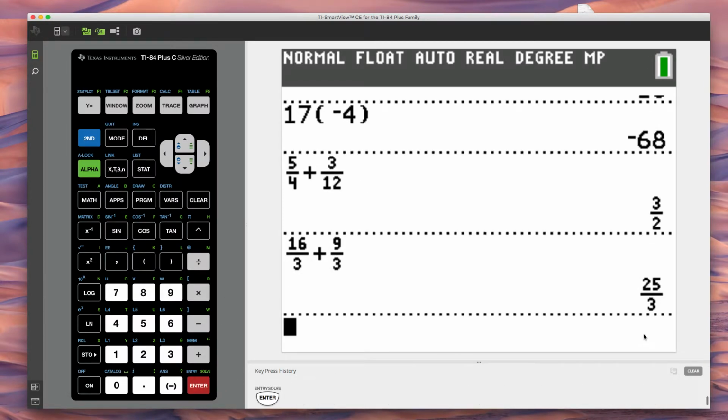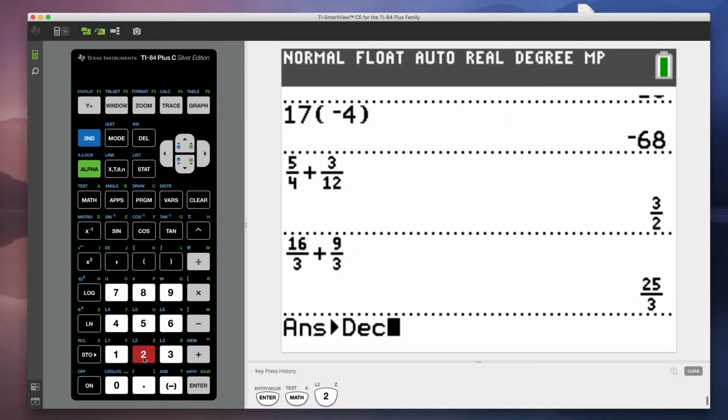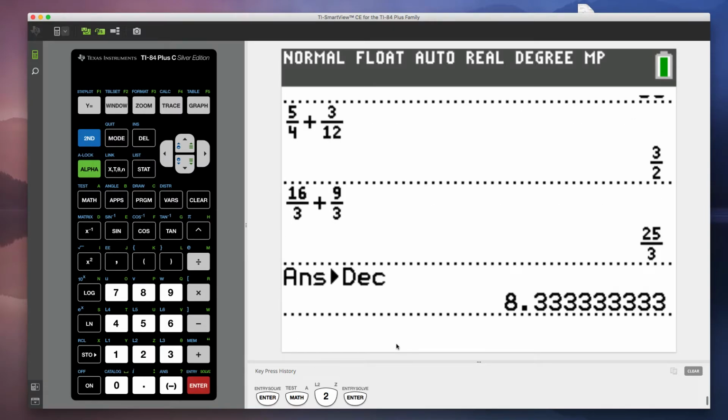And you see the answer right here, Jim? 25/3 is our answer. Now suppose you need that as a decimal. Of course, you can get it in your head, probably. You're so good at math. But using the calculator, right up under that alpha button is the math button. You're going to hit that. Number 2, decimal. You hit number 2, and you're going to get this right here: answer, decimal, and then hit enter.